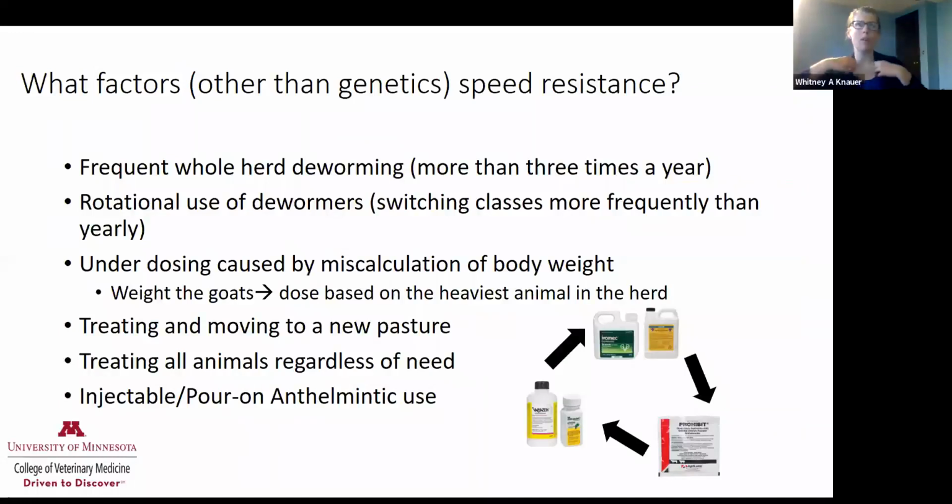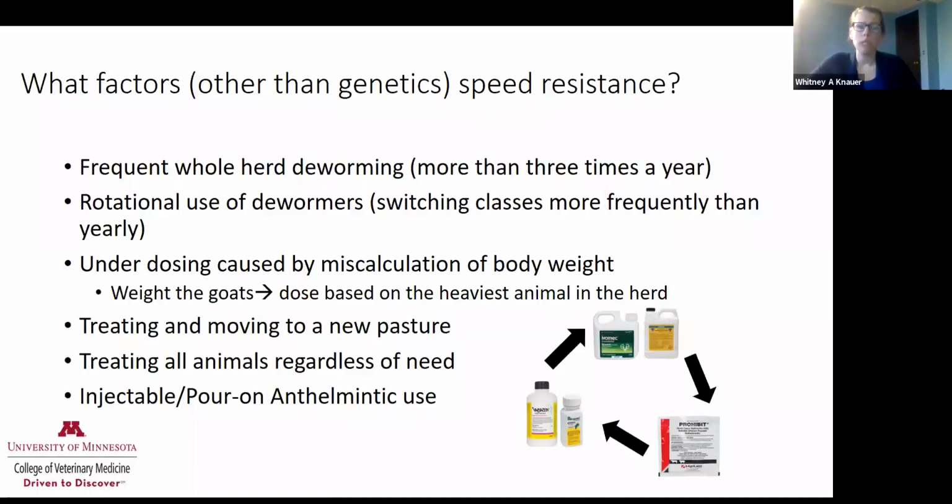Okay, so what factors other than genetics speed resistance? These are kind of the same things that are leading to drench failure. Frequent whole herd deworming: if we're deworming our animals more than 3 times a year, we probably don't need to be on the whole herd level. If we're rotating our dewormers, meaning switching classes more frequently than yearly, that could speed resistance. Again, miscalculations of body weight.